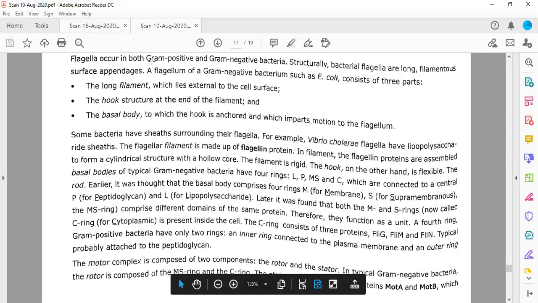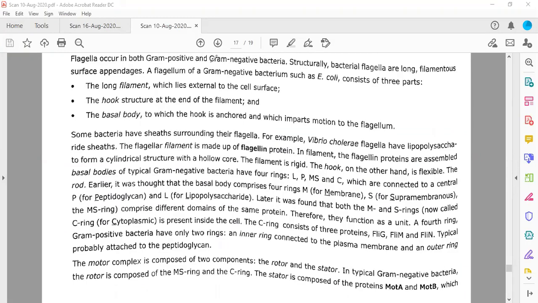So here it is given actually. Let me annotate this portion so that you can read this out. It is given that there are four rings: L, P, MS, and C, connected to a central rod. P for peptidoglycan, L for lipopolysaccharide layer. Later it was found that the MS ring is now called the C ring, for cytoplasmic, present inside the cell. The C ring consists of three proteins, G, M, and N. We have discussed this.